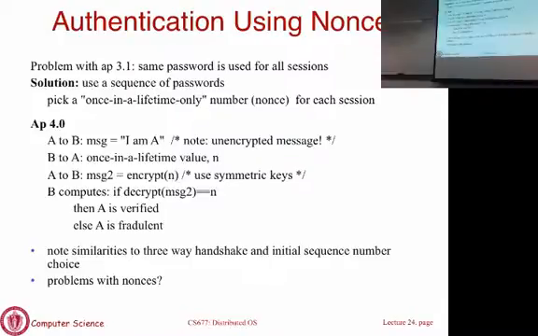This is not vulnerable to a replay attack because the next time Alice uses this, she will generate a different nonce. This nonce will never be repeated in the lifetime of this application. It's like using a one-time password, which is never going to be reused.